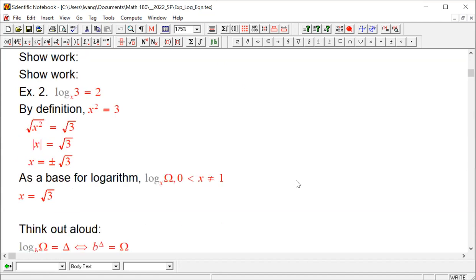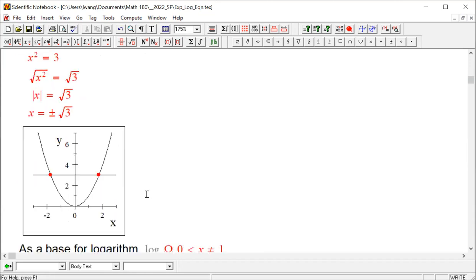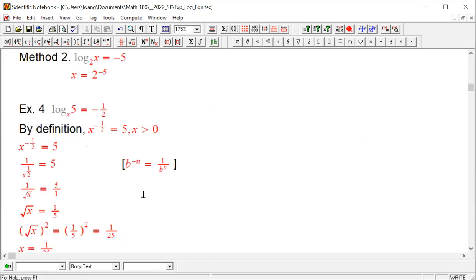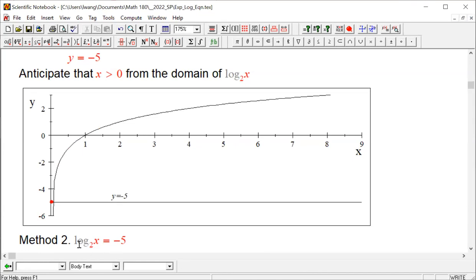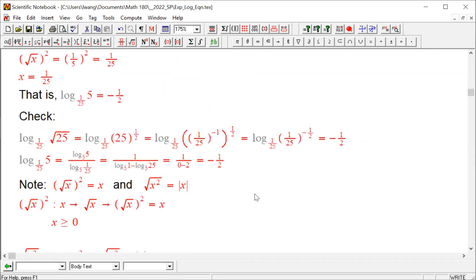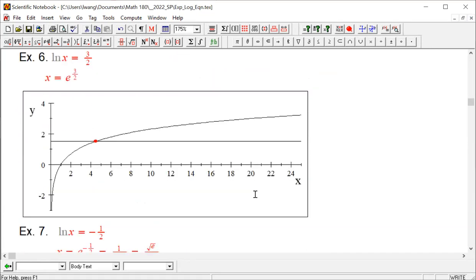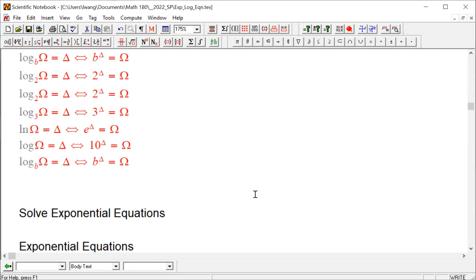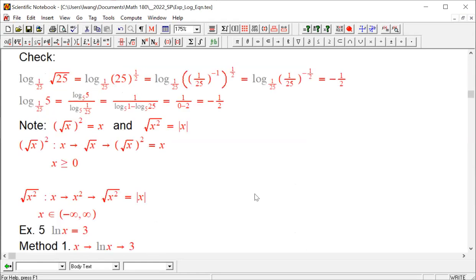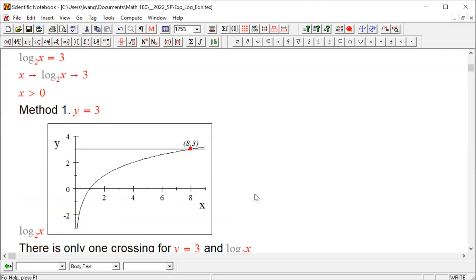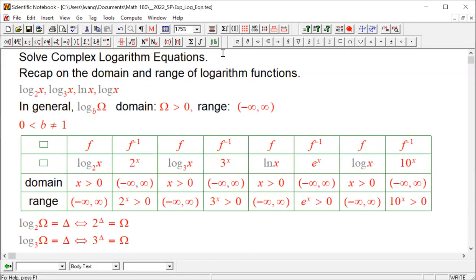These exponential and logarithm equations all have their complexities, and we have done the simple ones. This time we're going to work on the more complex ones. You can see these are the examples we've done, right? For a simple logarithm equation, we know the output and what we can do, and the variety of methods we talked about. So without further ado, we're going to continue to solve complex logarithm equations.